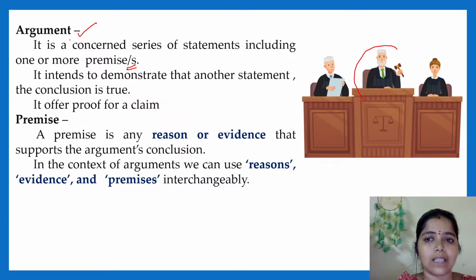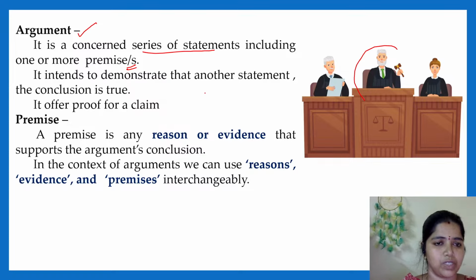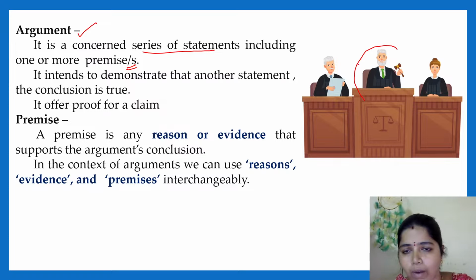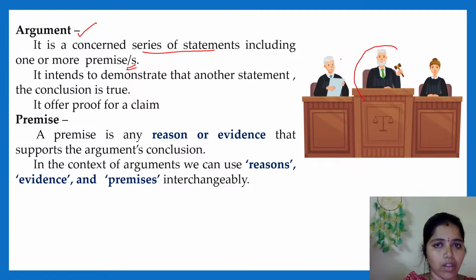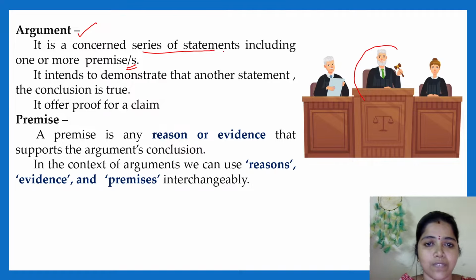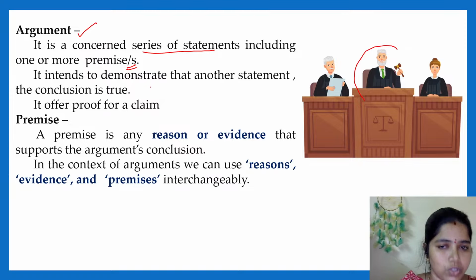So an argument is nothing but a connected series of statements including one or more premises. I hope you can imagine what I am telling you. An argument will take place in a court. The judge will listen to all the arguments by lawyer 1, and then all the arguments by lawyer 2. So that argument will have what? It will have a series of statements which has one or more premises, right? With all those arguments, the judge will come to a conclusion whether it is true or false.